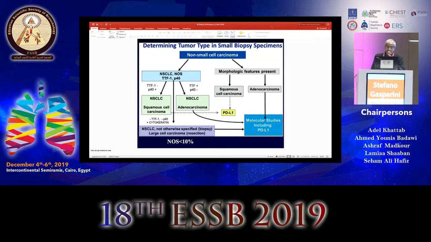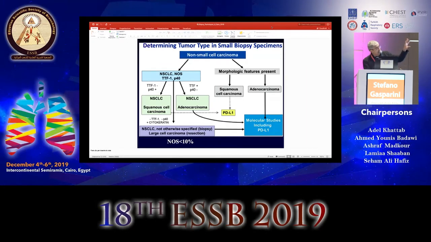Today, immunohistochemistry helps us a lot to differentiate squamous cell carcinoma from adenocarcinoma, even in cytological material, thanks to immunocytochemistry with a marker like TTF1 that is positive in adenocarcinoma, or P40 that is positive in squamous cell carcinoma.